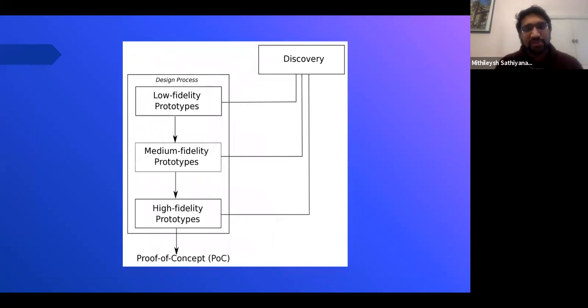So that's the design process. In the design process, it's always good to start with something like a low fidelity prototype. So what do we mean by low fidelity prototypes? Just take a paper, take a sketch, take a pen, just start drawing something.